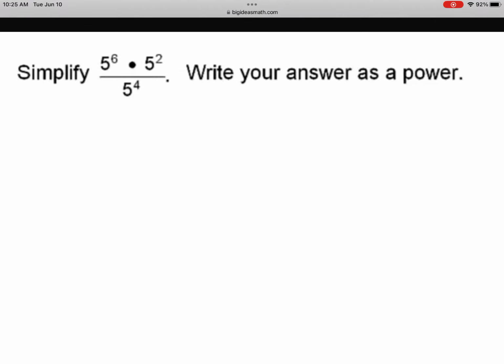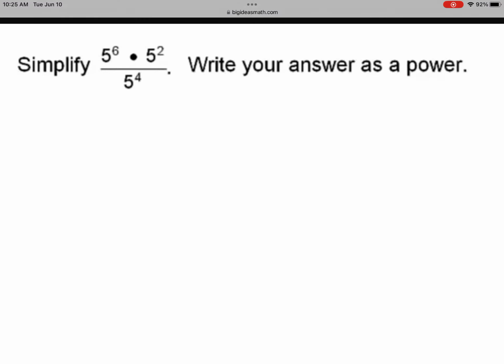Simplify 5 to the 6th times 5 squared, all divided by 5 to the 4th. Write your answer as a power. First, let's write the expression. 5 to the 6th times 5 squared, all divided by 5 to the 4th. Notice that all of the powers have the same base, 5.